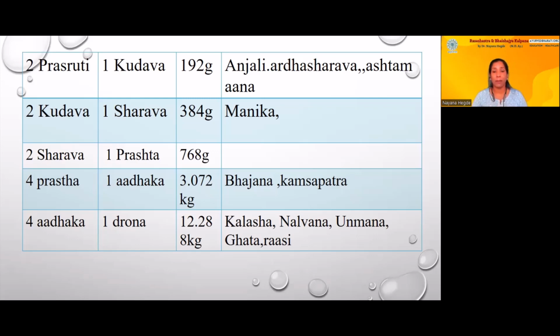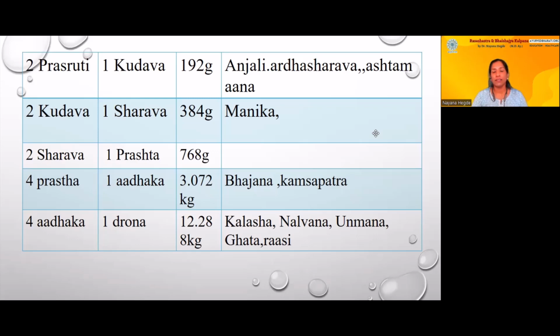The synonyms are bhajana, kamsapatra. Then 4 adaka is equal to 1 drona. Metric equivalent weight is 12.288 kg. We should not pronounce it as 288. After the decimal, we should always call it as 12.288. The synonyms are kalasha, nalvana, unmana, gata, rashi.